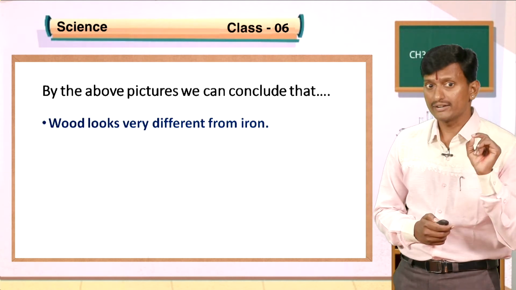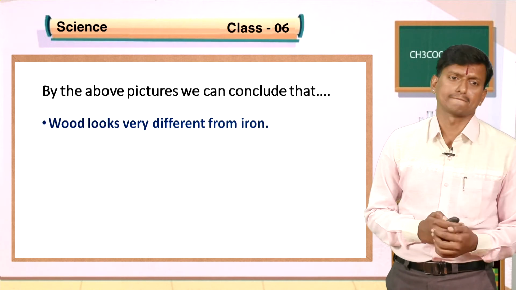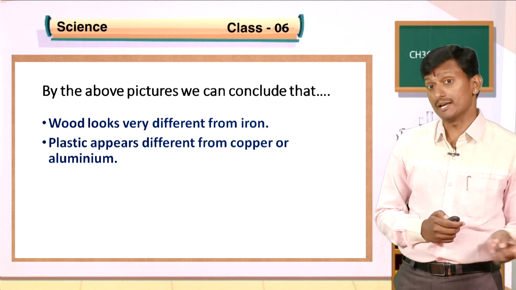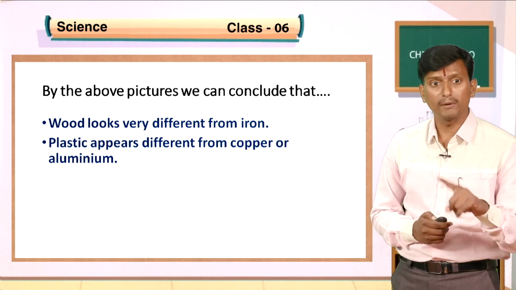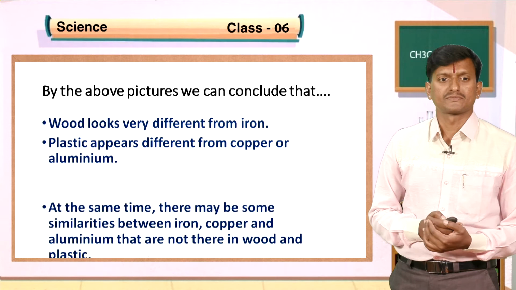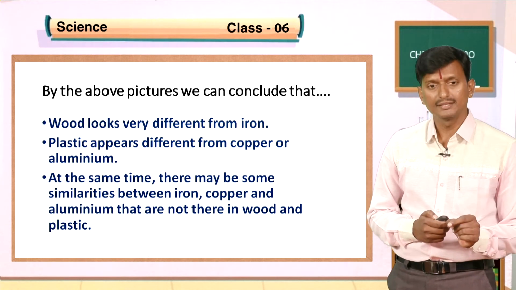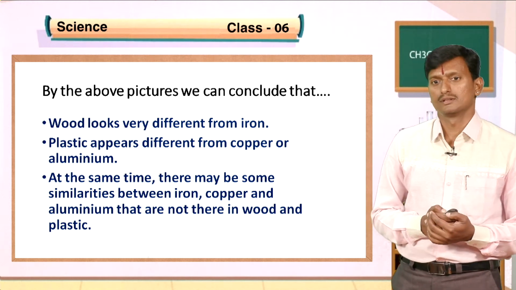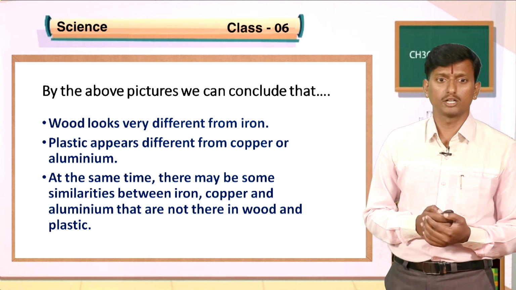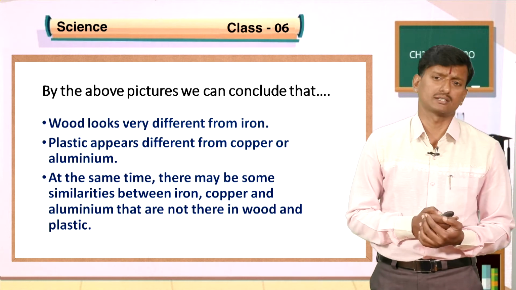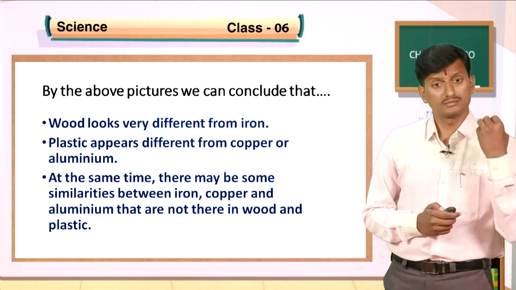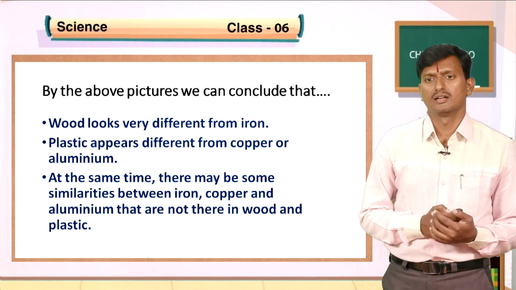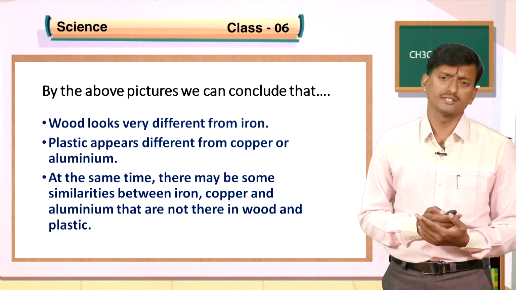wood looks different from iron. It is very different from iron. Plastic appears different from copper or aluminum. At the same time, there may be some similarities between iron, copper and aluminum that are not there in wood and plastic. You know that aluminum and copper shine, they have luster, but in wood or in plastic we can't see that property.